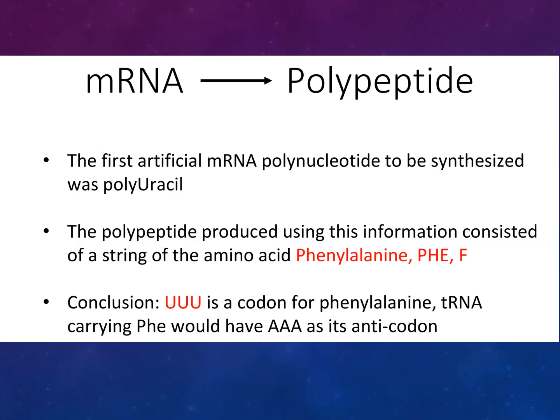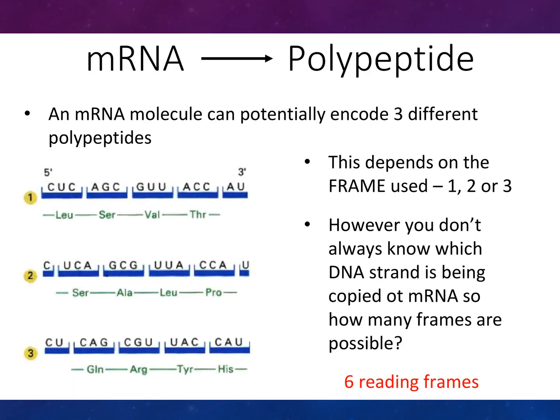So, mRNA to polypeptides. The first artificial mRNA polynucleotide was synthesized with polyuracil. This produced a polypeptide consisting of a single amino acid, phenylalanine. And the conclusion is UUU is a codon for phenylalanine. A tRNA carrying phenylalanine would have AAA as its anticodon.